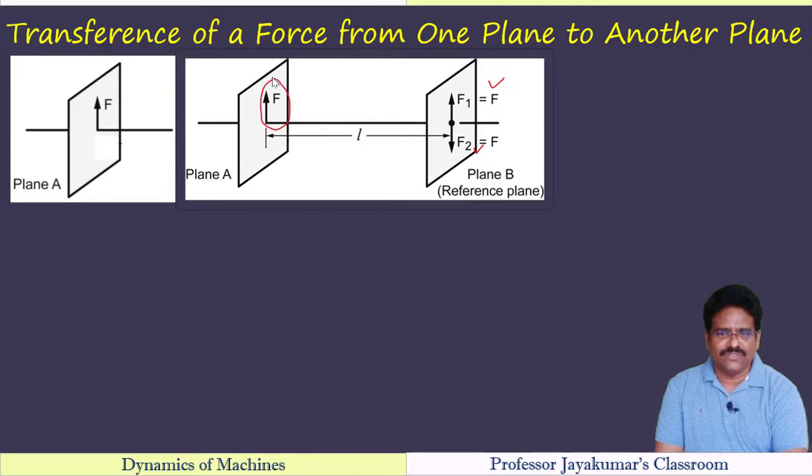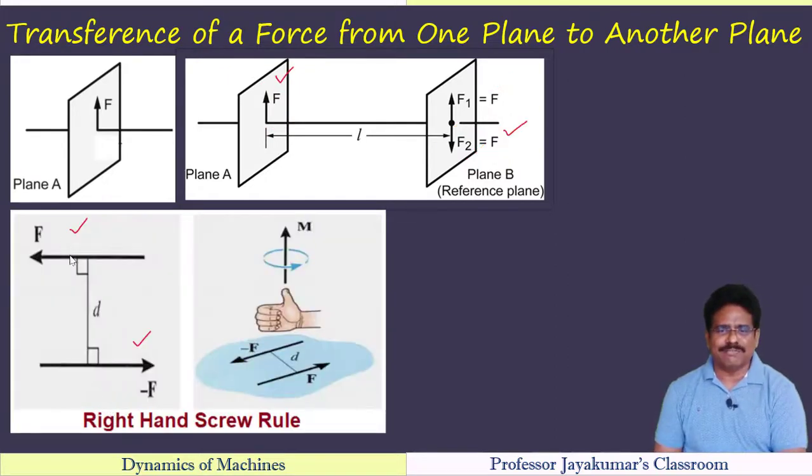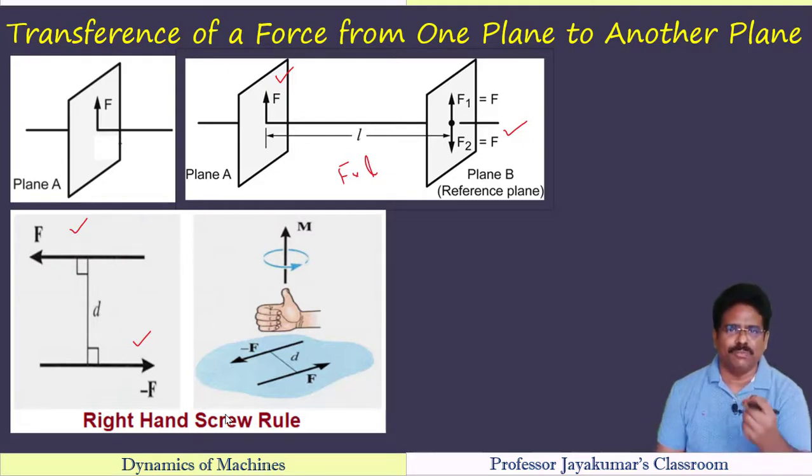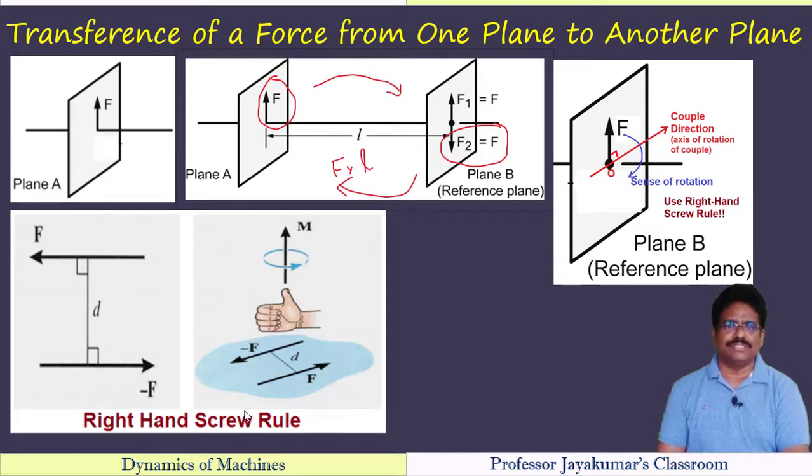Now think of this force and this force. Can you get it? Two forces which are equal in magnitude but opposite in direction. What will it form? It will form a couple. So force multiplied by that distance, we will get the moment of a couple. What is important is how to determine the direction of the moment of couple. The direction is found by using the right hand screw rule. Now what happens? These two forces, F into L, will create a clockwise couple.